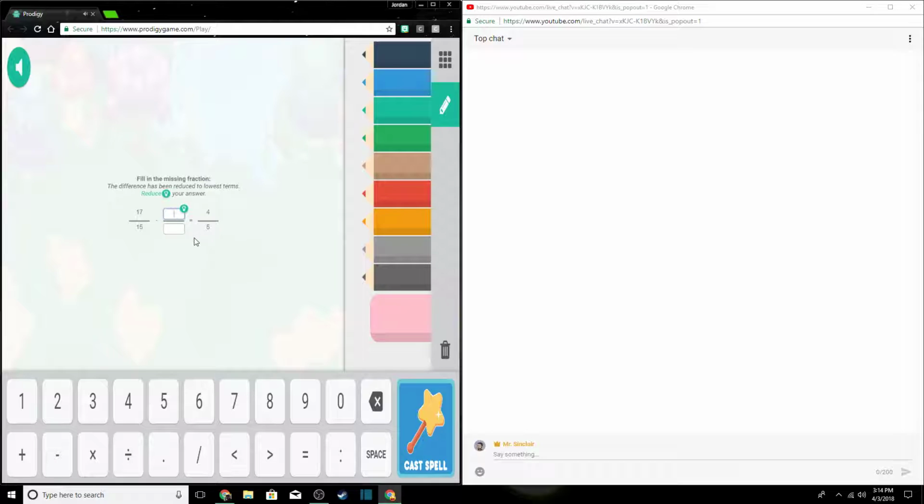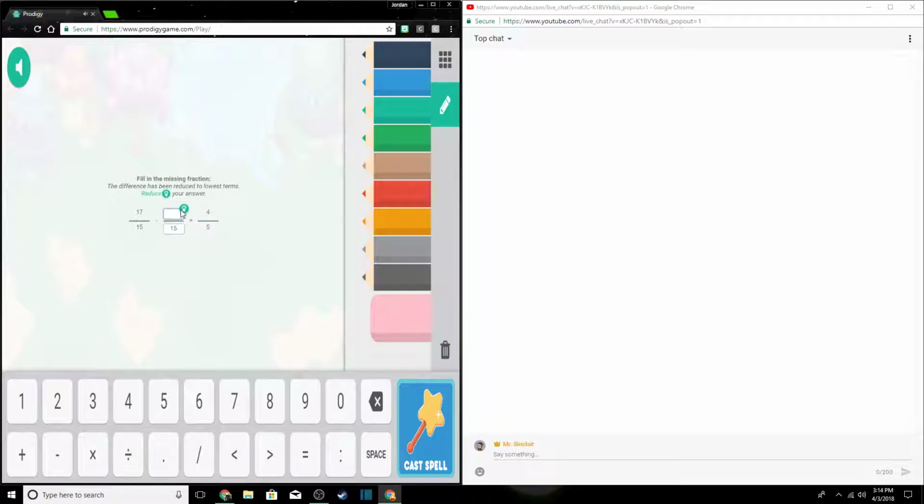So we have 17 over 15 and 5. So we have to make this still 15 for now, but we need to make it smaller to 5. So this is going to be 15 as well. That means we can divide it by 3. So what divides by 3 to also equal 4, which is supposed to be 12 up on top? So how do we get from 17 to 12?